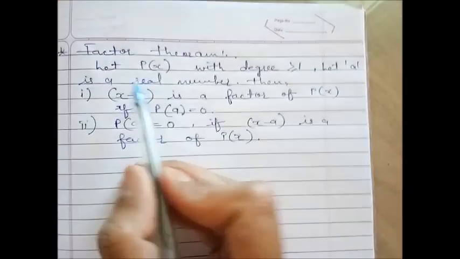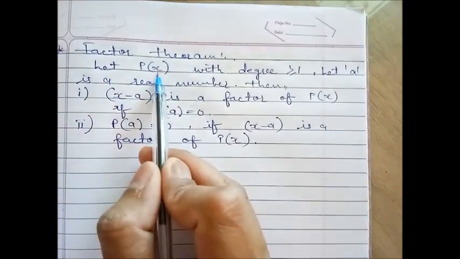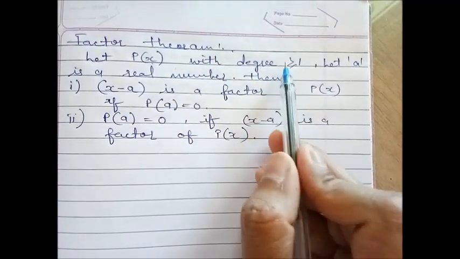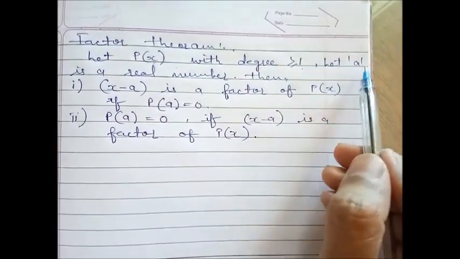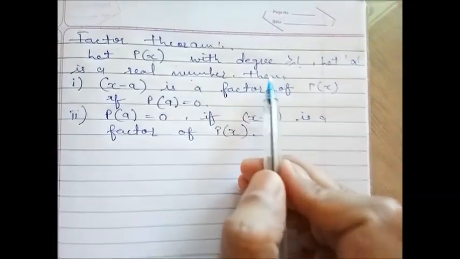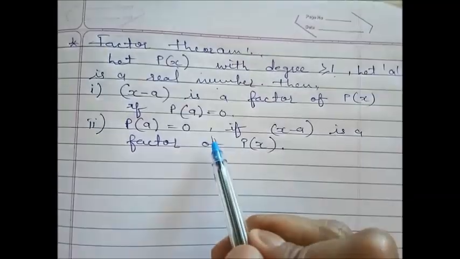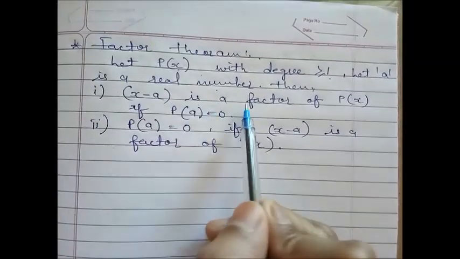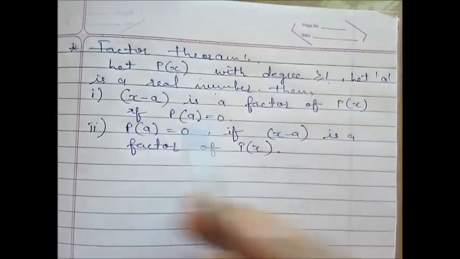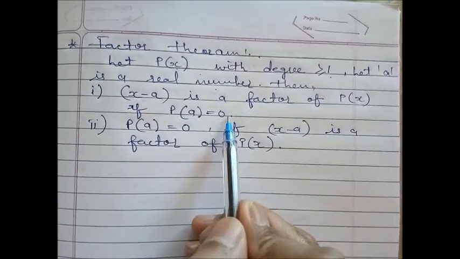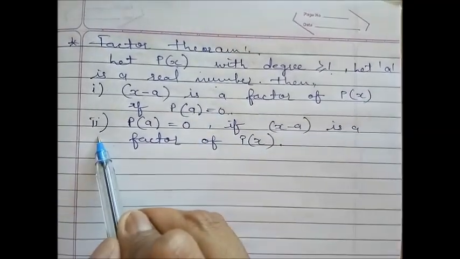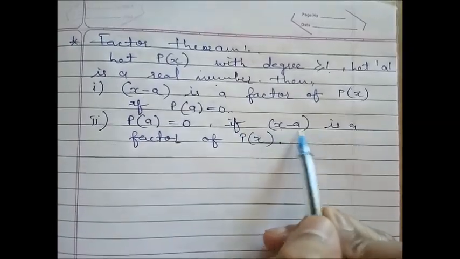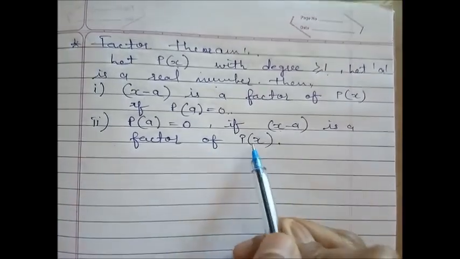Again I will repeat, factor theorem. Let p of x be a polynomial with degree greater or equal to 1. Let a be a real number. Then two cases, both are related with each other, both are reverse. The first one: x minus a is a factor of p of x if p of a is equal to 0. And the second one, the reverse of this: if p of a equals 0, then we can say that x minus a is a factor of p of x.